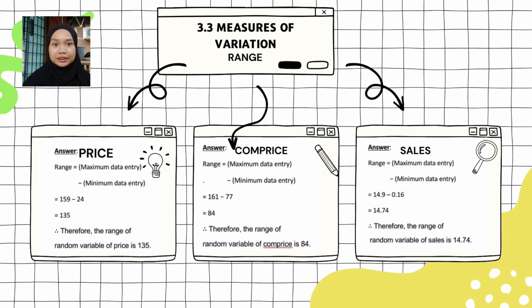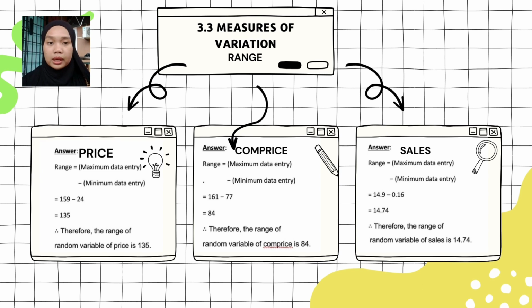I will present 3.3 measure of variation. For measure of variation, there are three often used parameters to measure the degree of variation in a set of random variables. They are range, variance, and standard deviation.